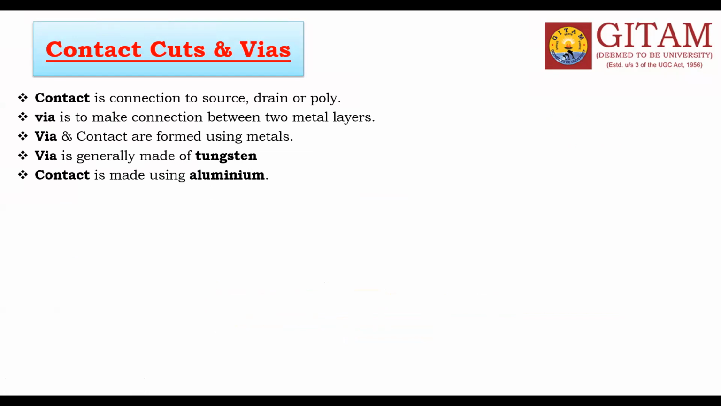Generally, a cut is used to join two different layers like poly and diffusion, poly to P diffusion, poly to metal, or diffusion to metal. Whereas a via is used to join two different metals, so metal 1 to the higher metals. Those are called vias. This is one of the fundamental differences.